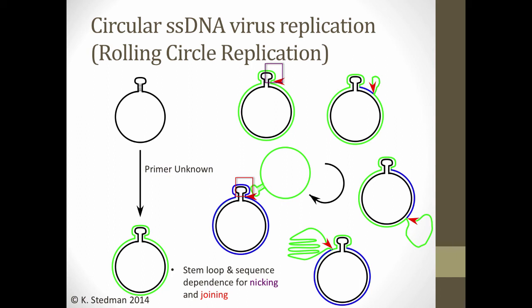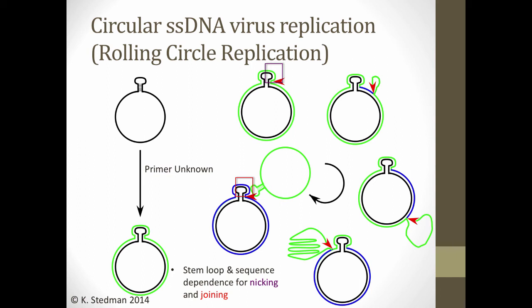So at this sequence and structure in the stem loop, the origin, that rep protein is going to introduce a single-stranded nick, similar to what we saw for our earlier single-stranded DNA viruses. It's going to expose a free 3' OH. Then cellular polymerases can come along and make a new genome.